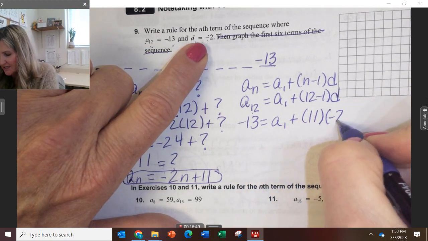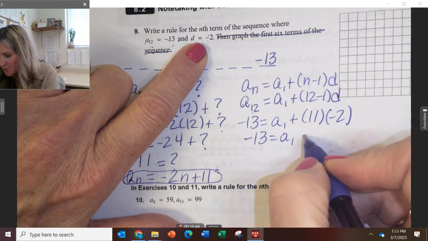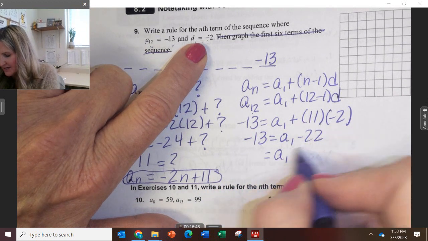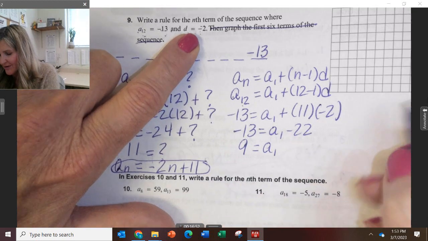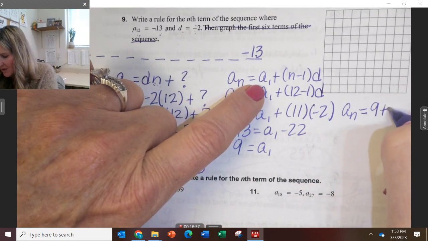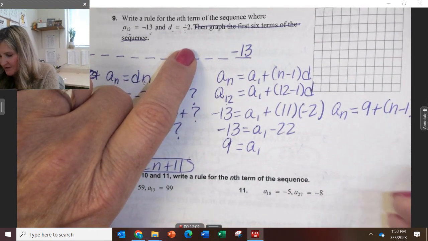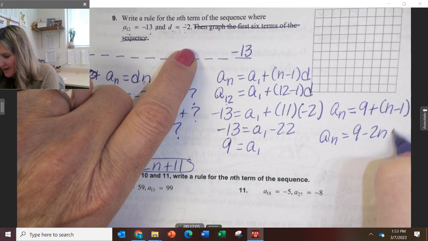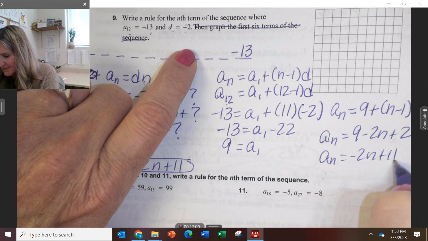I also know d is negative 2. So I have negative 13 equals a sub 1 minus 22. So a sub 1 is going to be add 22, and that's going to give me 9. So now I know a sub 1. So a sub n equals a sub 1 plus n minus 1 times d. And so now I have a sub n equals 9 minus 2n plus 2. A sub n equals negative 2n plus 11.